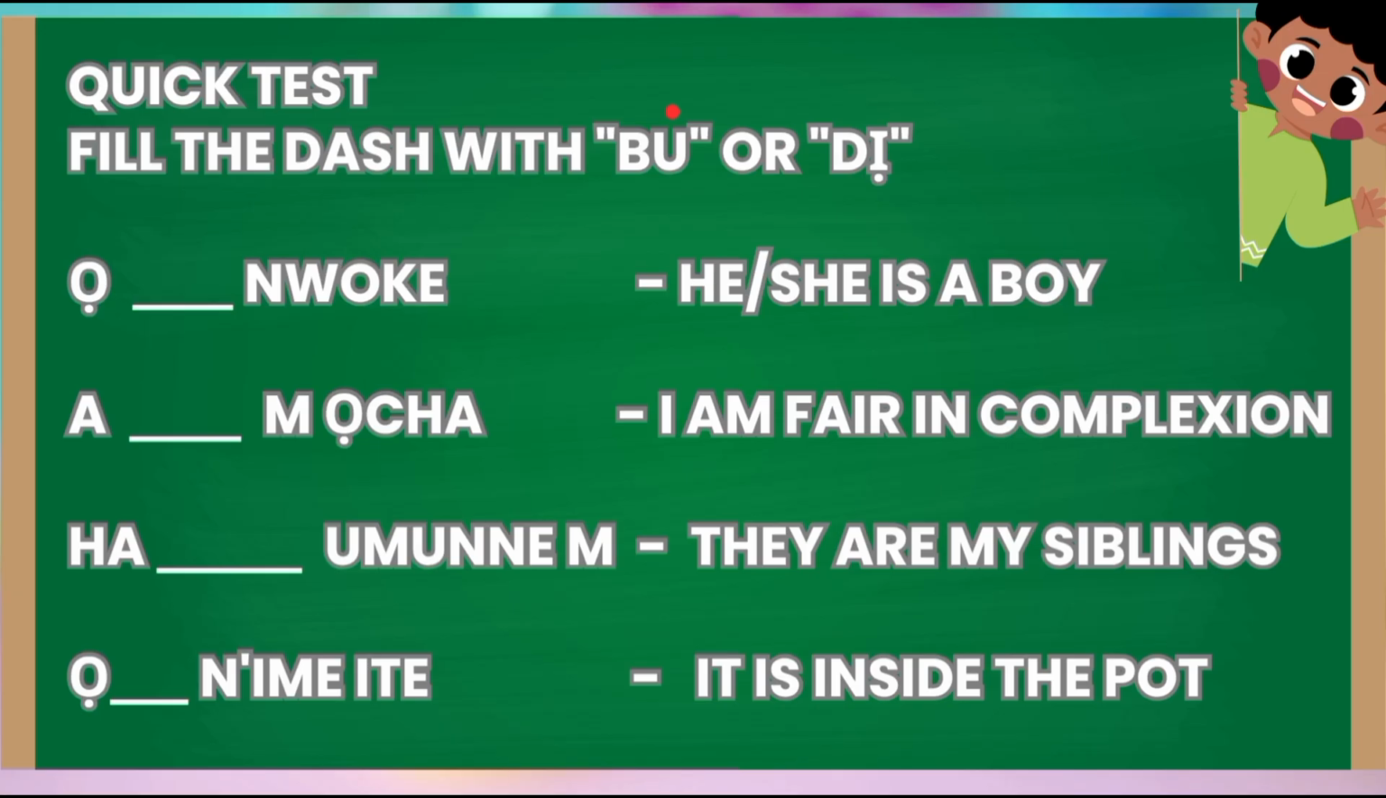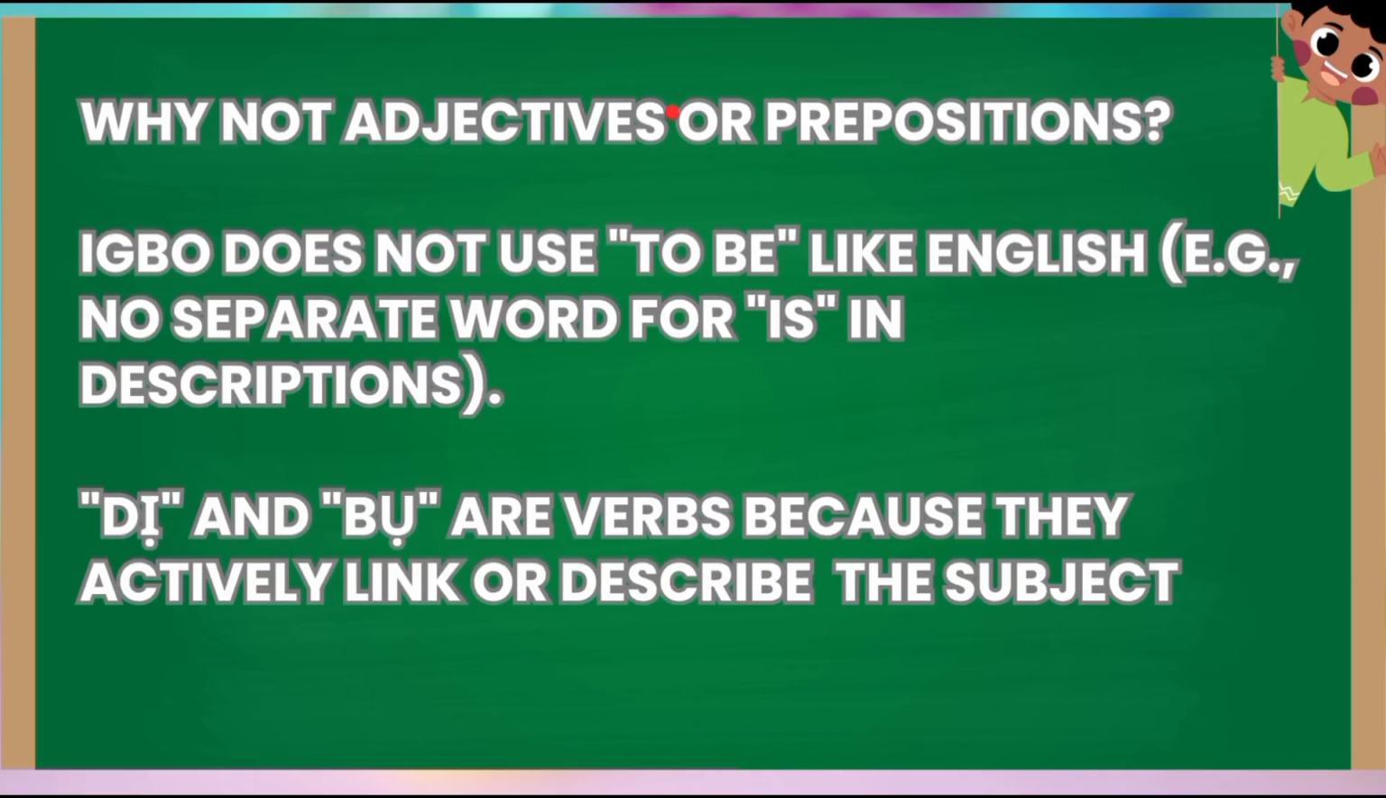They are my siblings. Would that change? Is that a temporal or permanent state? Will your siblings stop being your siblings tomorrow? So it's a permanent state. So it's "bụ". "Ha bụ umunne m". That's correct. It is inside the pot. So which of them is used for location of an object? Remember, because it's still a temporal state, the object can still change location. It's not there permanently. So we use "dị". "Ọdị n'ime ite". That's great. You did it.